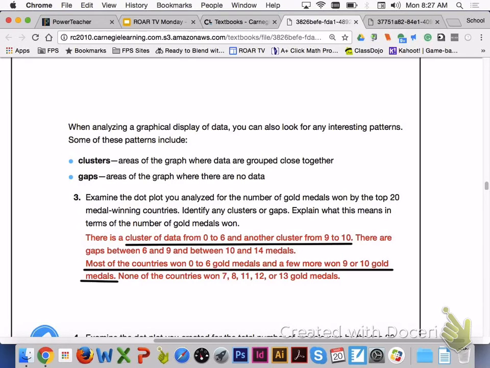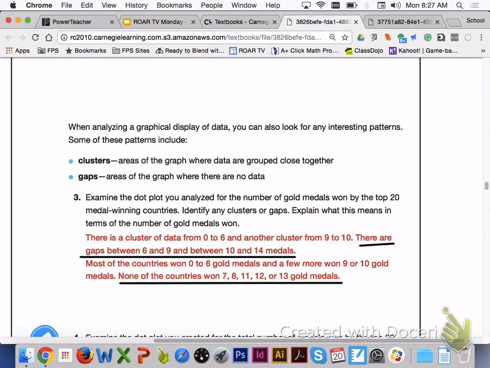For number 3, there is a cluster of data from 0 to 6 and another cluster from 9 to 10. This is telling us that most of the countries won 0 to 6 gold medals, and a few more won 9 or 10 gold medals. And there are gaps between 6 and 9 and between 10 and 14 medals. This is telling us that none of the countries won 7, 8, 11, 12, or 13 gold medals.